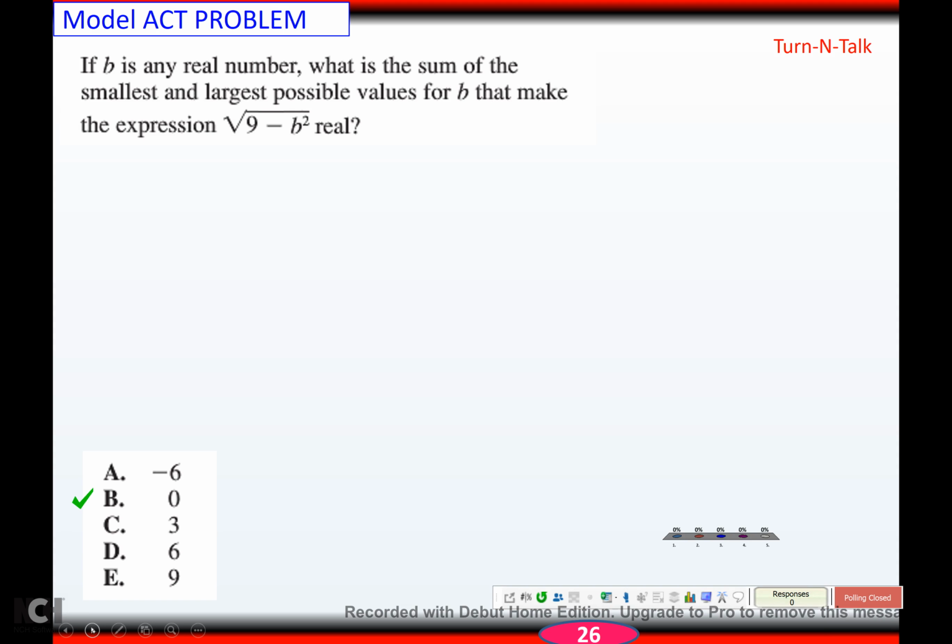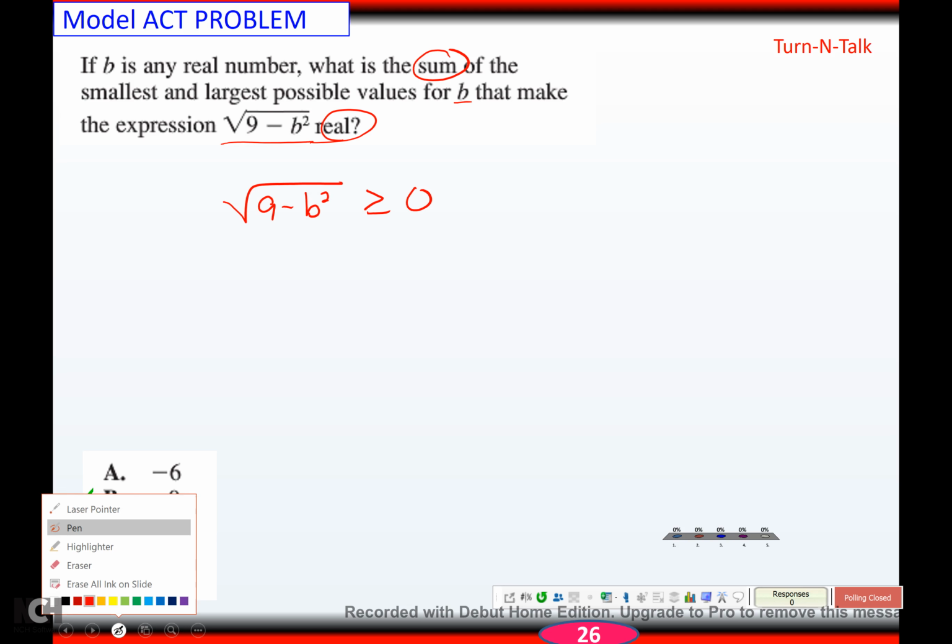Okay, it says if b is any real number, what is the sum of the smallest and largest possible values for b that make the expression real? In order for this to be real, this value has to stay greater than or equal to 0. Because if it doesn't, then underneath there is negative, and that would make an i, which makes it imaginary. So you basically just say you have to stay positive, and what would make that happen?